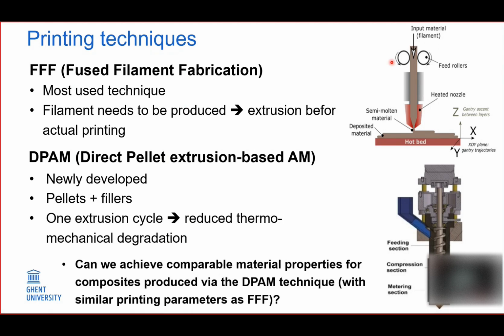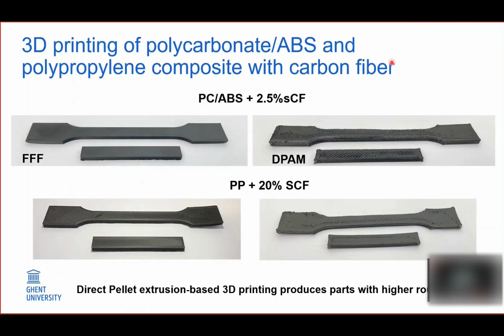How can we do that? Let's see the example. So we studied two types of composites. One is with polycarbonate and ABS plastic with a small content of short carbon fibers, and the second is with polypropylene and a high content of short carbon fibers. First of all, we used very similar settings for both 3D printers, the industrial one and the in-house developed one, and printed tensile bars and impact bars.